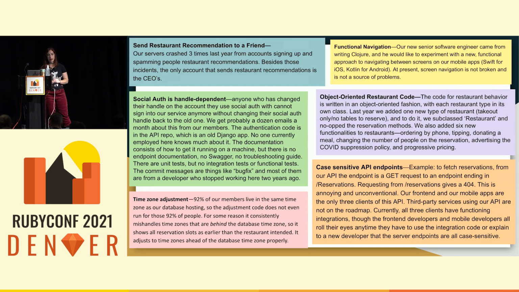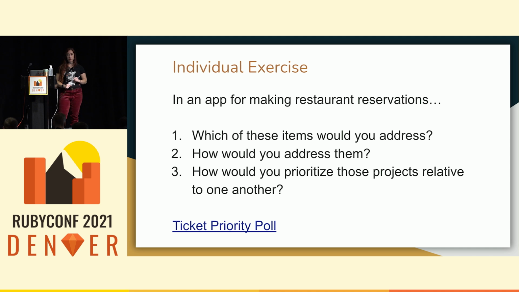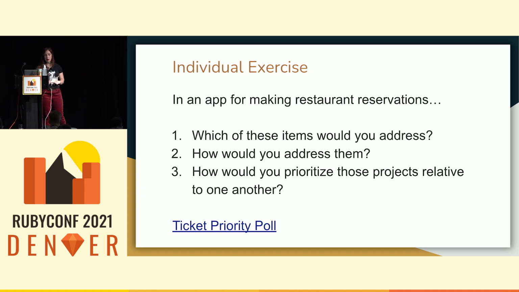Now, what I'm going to do is hand you 6 tickets. I'm going to give you time to read these tickets, so don't worry. But they are all for the restaurant reservation application. What I'm going to ask you is, first of all, which of these items would you address? Second of all, how would you address them? And third of all, how would you prioritize those projects relative to one another? I'm going to give you time to do this, and then we're going to go over it as a group.